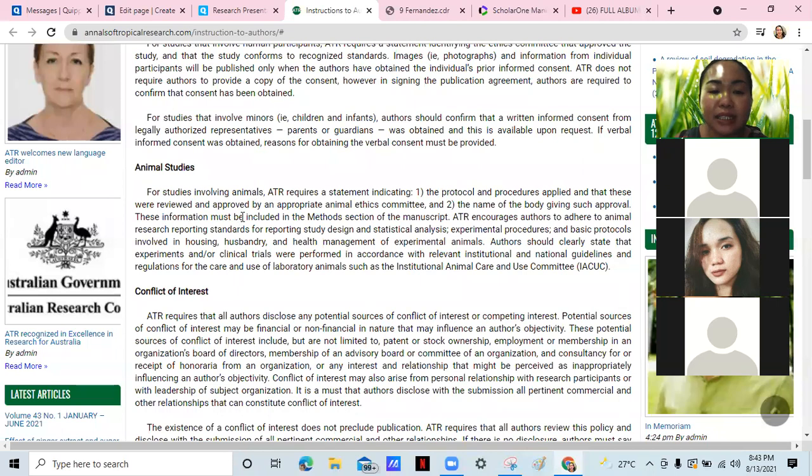And for animal studies, like for us, we are studying animals, livestock. So the protocol and procedures applied must be reviewed and approved by an appropriate animal ethics committee. There are animal ethics committees responsible for that, because we also have the Animal Welfare Act, not only in the Philippines but also in other countries.